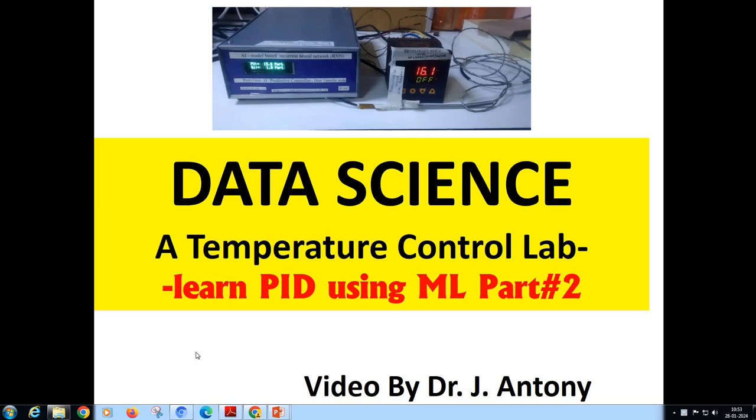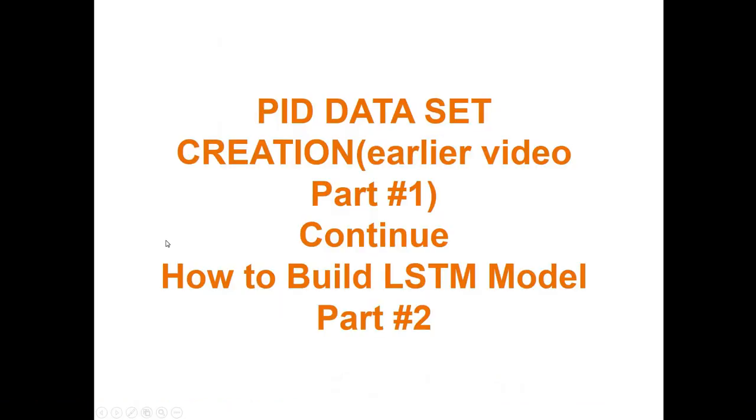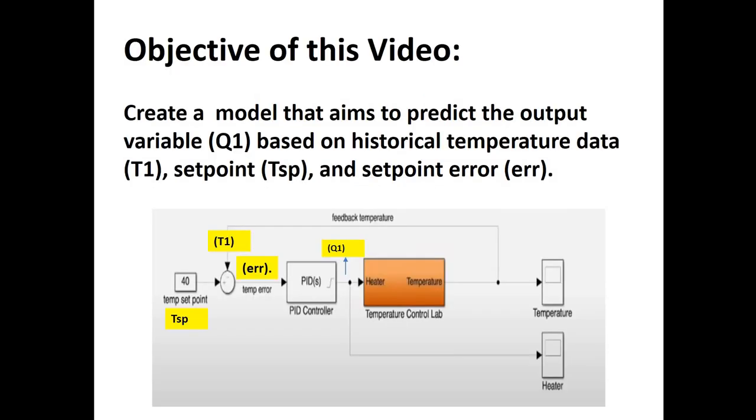The next part of the data science, that is the temperature control lab: how to design the PID using machine learning. This is an important concept, and the first part of the video explained how to create a PID dataset. Now we are going to see the next part, that is how to build an LSTM model out of the dataset which you have created.